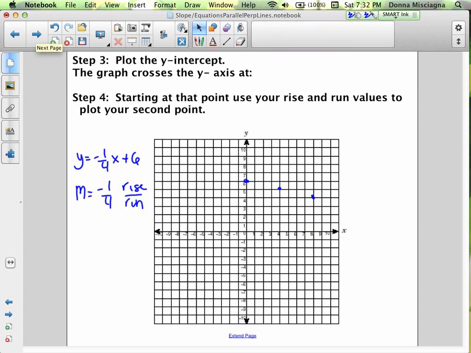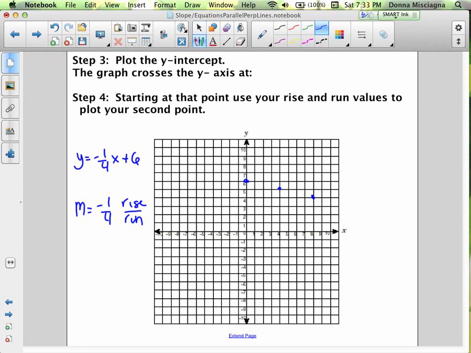Although the number we need first anyway is the y-intercept, because we graphed that first. So let's put it in my top. All right, so we can also think of our slope not just as negative 1/4, but positive 1 over negative 4. Right, so that means we can count up now and to the left. And notice that's still a negative slope, right?